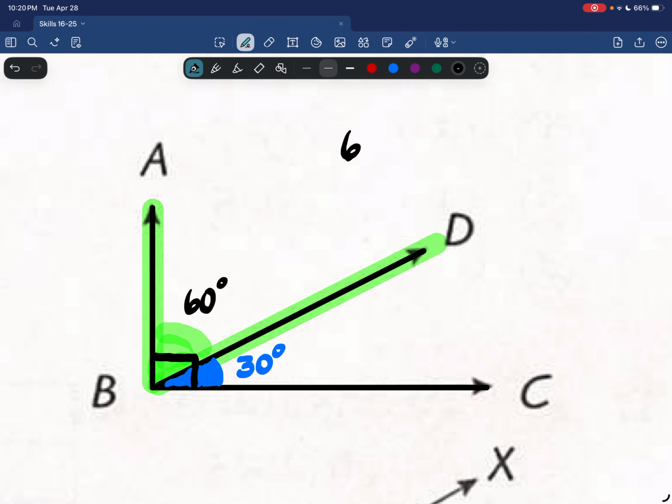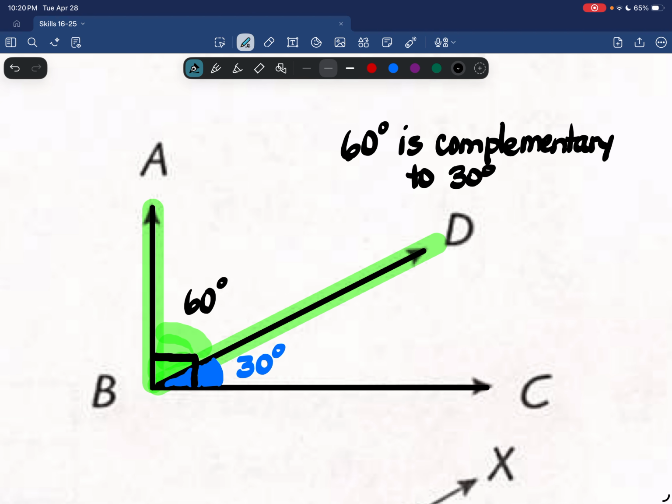So I would say that 60 degrees is complementary to 30 degrees because they add up to 90. The way I remembered this, complementary make a corner. They both have a C.